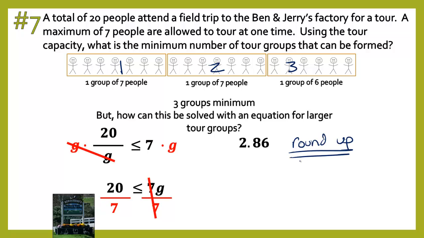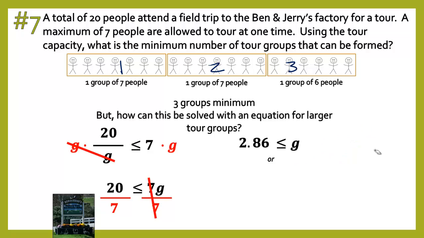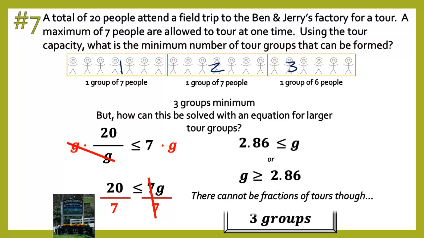Okay, I'm going to underline that. For these types of problems, round up. Can't stress it enough. Anyway, you get it. So we say G is greater than or equal to 2.86, but since we can't have fractions, we're going to say 3 groups. Okay, we need 3 groups. That's your answer right here.